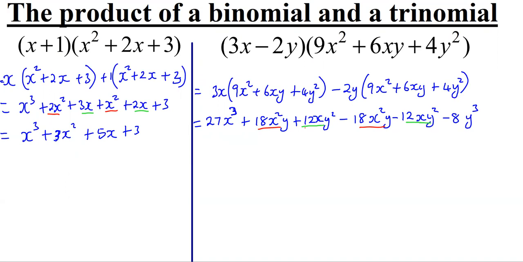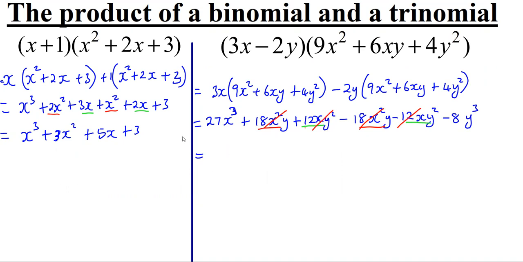Now, what happens now is that we're going to say, okay, 18 minus 18, it cancels, okay? Then 12 minus 12 also cancels like that. Then what do we get from there? Well, our final answer will be equal to 20.